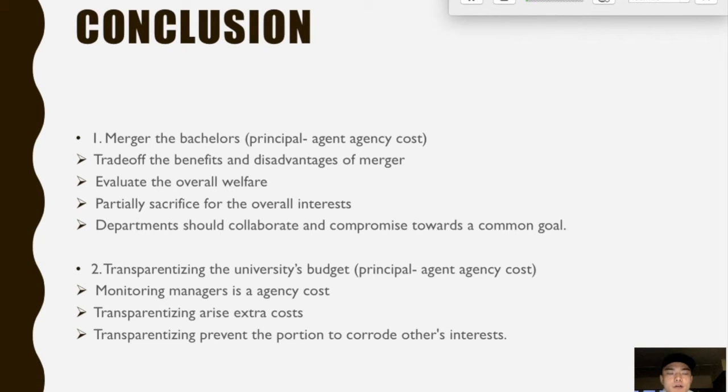The cost is inevitable. In this case, decision makers should evaluate the overall welfare in the long term rather than the minority's short-term interests. Different departments within the university should collaborate and compromise towards a common goal. After all, partial sacrifice could bring positive aspects for the overall interests. Making the university's budget transparent would raise extra costs like auditing expenses, so the principal agency cost occurs. In this case, making the budget transparent will enhance the monitoring and avoid the expropriation of the university's capitalization by insiders. It can prevent the presence of tunneling effects when the portion is crowding out others' interests.